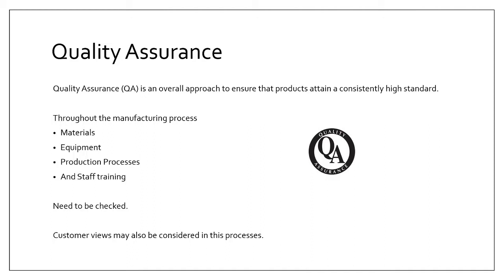So the things that you will need to be checked are things like the materials that you're going to use. Is it the right quality material? Is it the right thickness of material? Is it the right size? Is it the right colour? The equipment, is it fit for purpose? Are the moulds clean? Are the blades sharp? Is it the right drill bit? The production process, run it through, does it work correctly? And then staff training as well, making sure everyone is trained properly so that they know what they're doing.